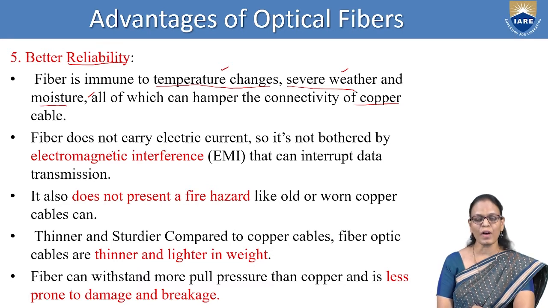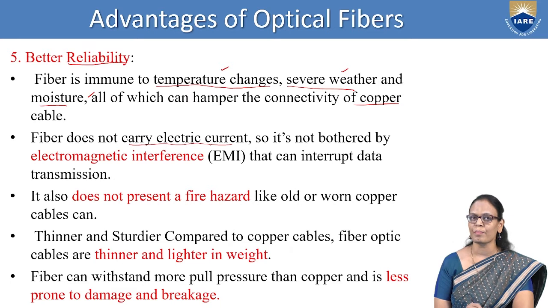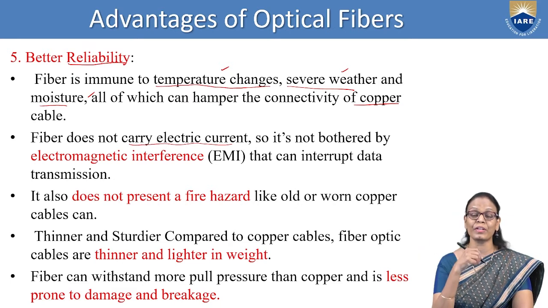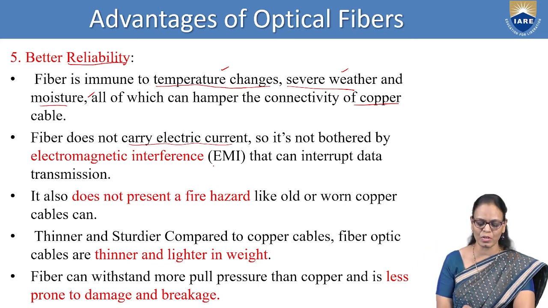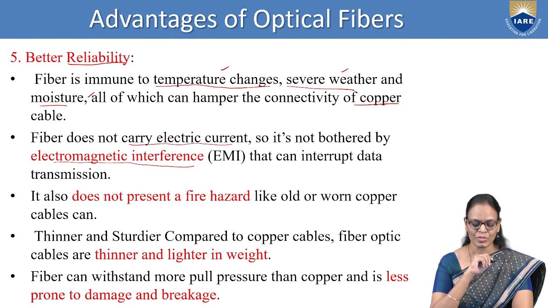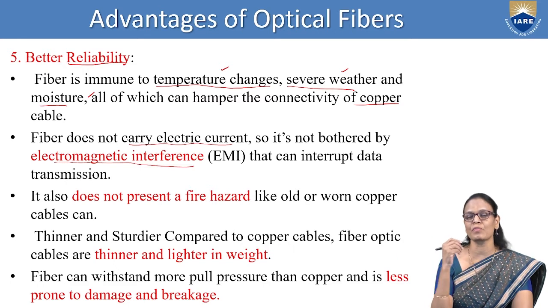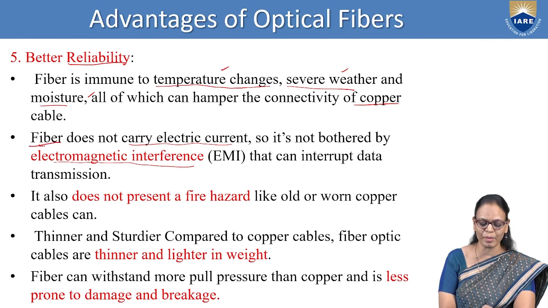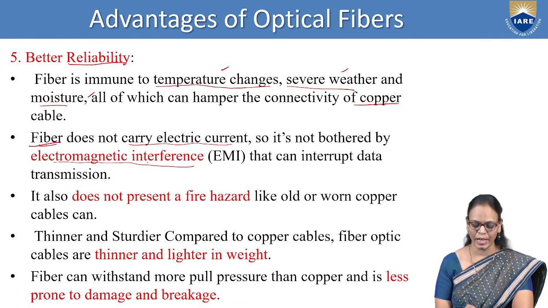And the next one is that fiber does not carry electric current. Because in optical fiber we are using light as the carrier to carry the signals, it does not carry electric current, so it is not bothered by electromagnetic interference, meaning the disturbances caused by electromagnetic radiations. Whenever we are transmitting data, these signals may interfere and interrupt the data. But in the case of optical fiber, it is immune to electromagnetic interference.